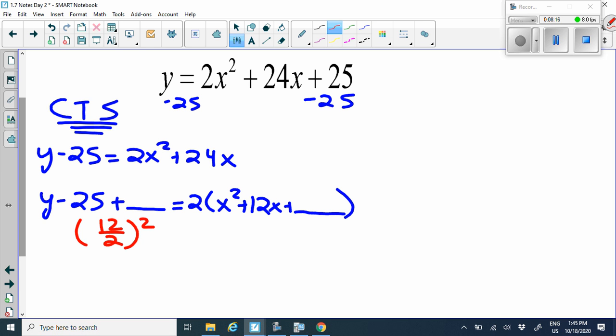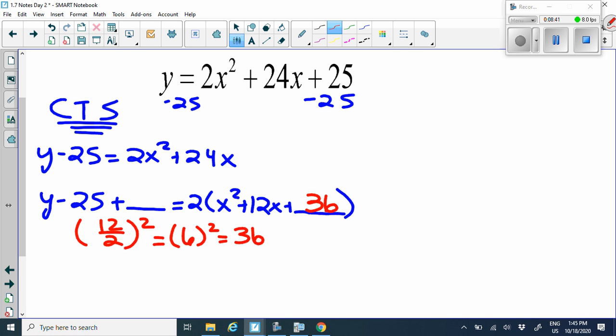Now also notice I did not divide both sides by 2 like we did when we solved. The reason being is because we are writing a function. And so because our a value is 2, we need to keep that when we rewrite it in vertex form. So when you're doing this, don't divide by the number. So I get 36 here.